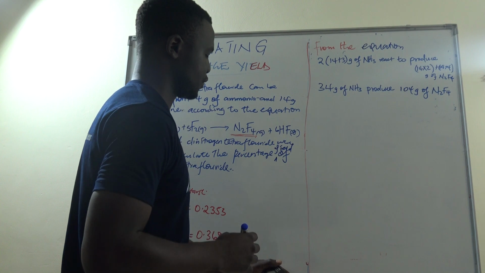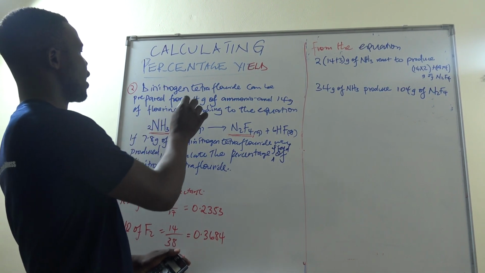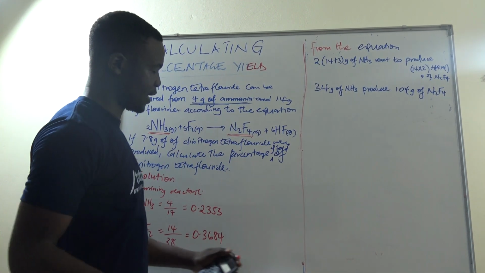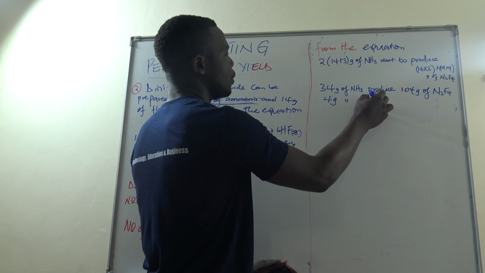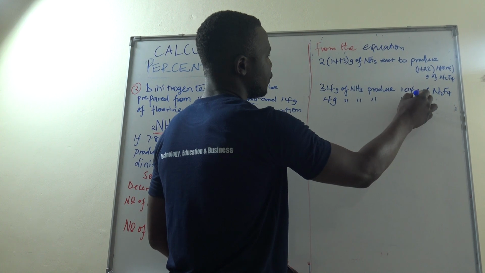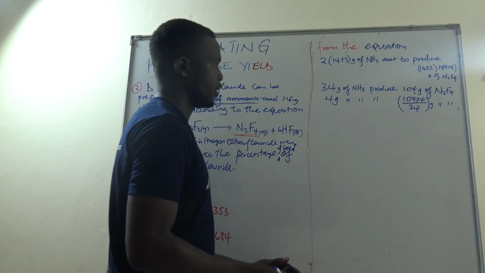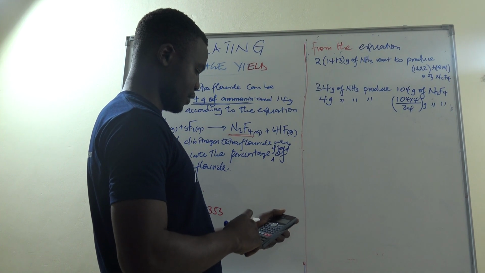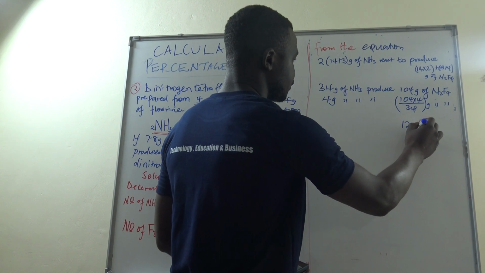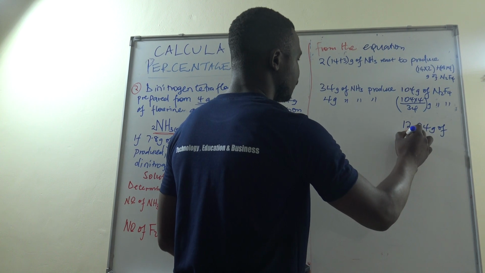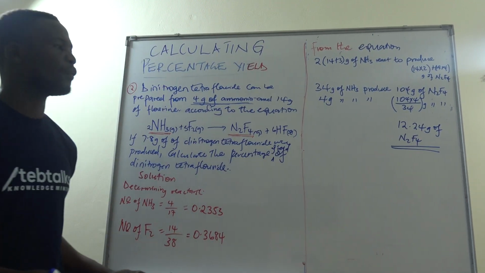Now, they already told us the amount of ammonia that reacted, since it's the limiting reactant. If 34 grams produces that, then what of the 4 grams? 4 grams of ammonia will produce 4 times 104 divided by 34 grams of dinitrogen tetrafluoride. So 104 times 4 divided by 34, we get 12.24 grams of dinitrogen tetrafluoride.